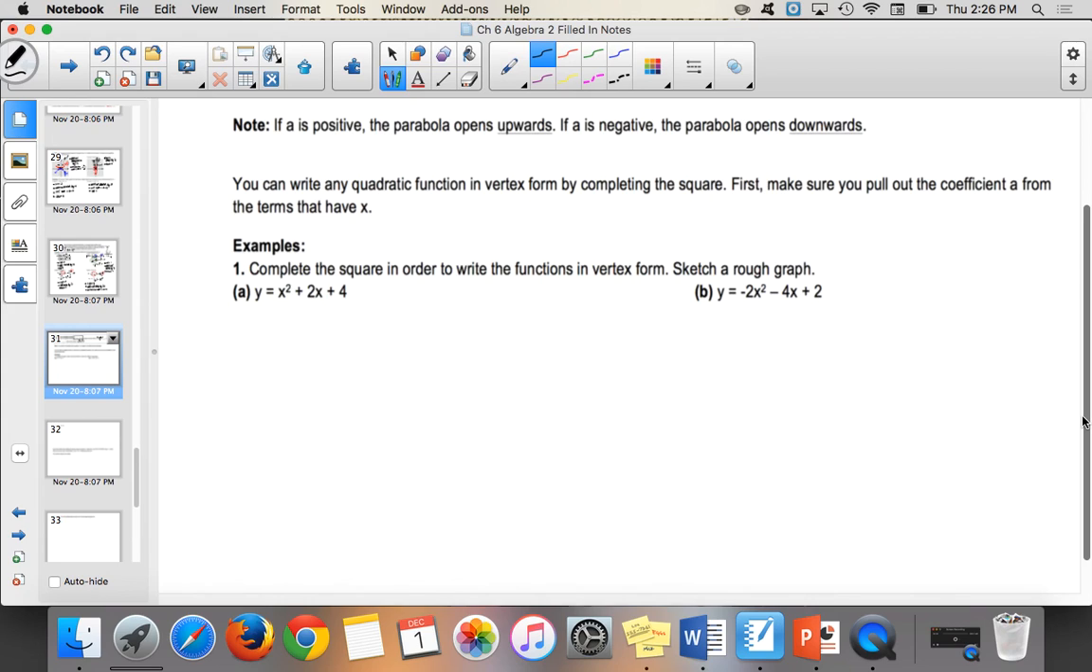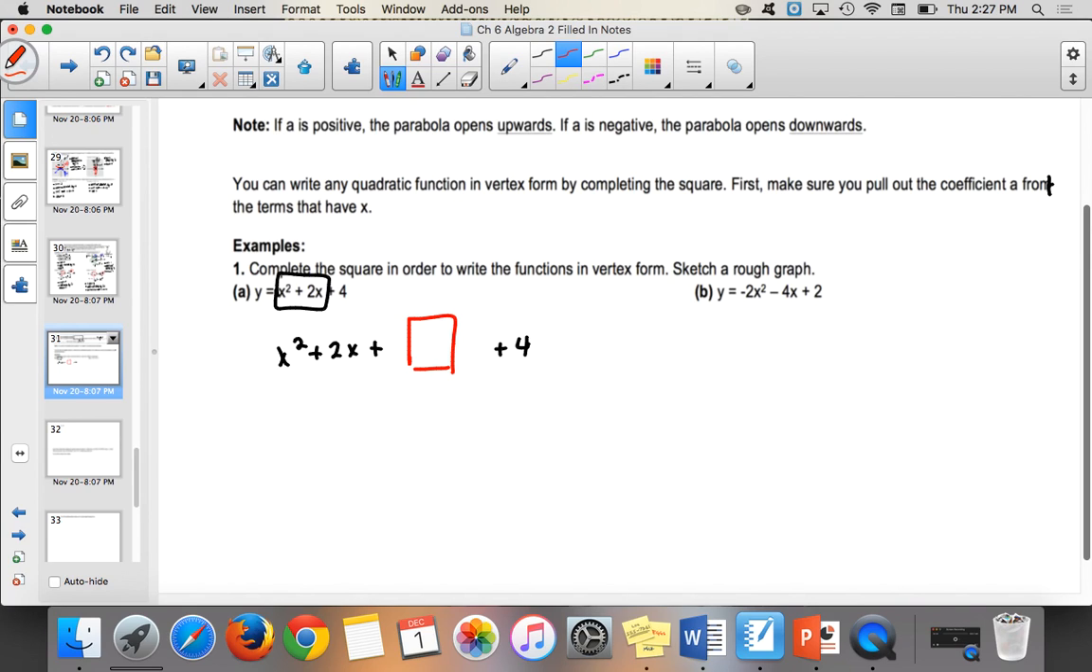So first, make sure you pull out the coefficient in front of the terms that have x. In front of the terms, that should be front. So it says complete the square in order to write the functions in vertex form. So I'm only worrying about this part right here. So this plus 4, I'm just going to put it way over here on the end. I want to find that number that goes right here. Remember the magical number that goes right there? I want to find that.